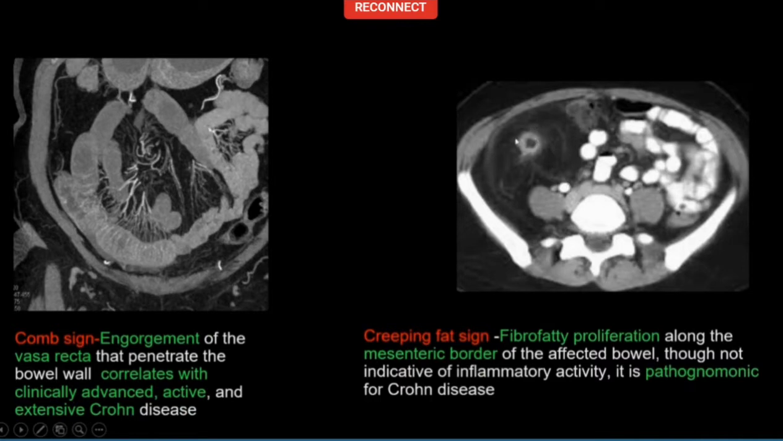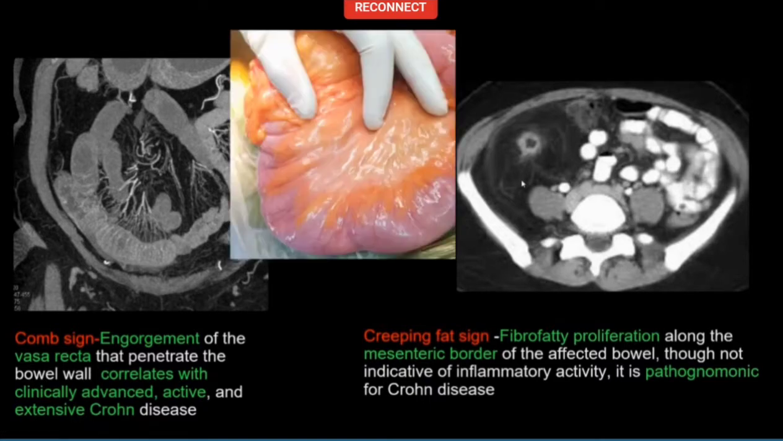Here you can see, this is the axial image of another patient, showing a small area of involvement by Crohn's, that is the terminal ileum. You can see fibrofatty proliferation along the mesenteric border of the affected bowel. Though this will not tell you the extensiveness of Crohn's, it is pathognomonic for Crohn's disease. This is the intra-op image where you can see the creeping fat sign.